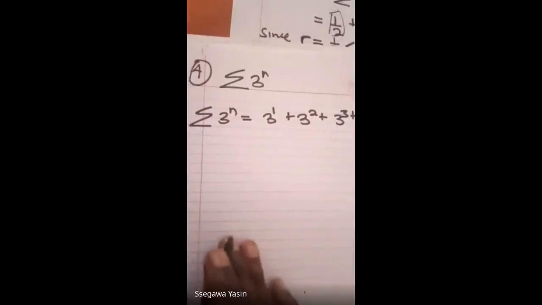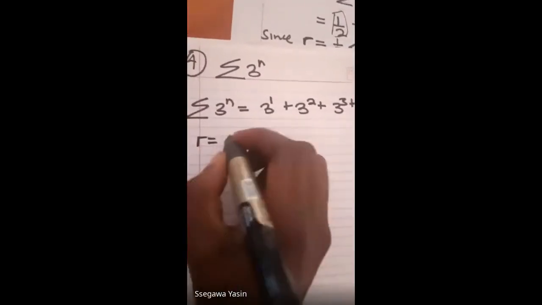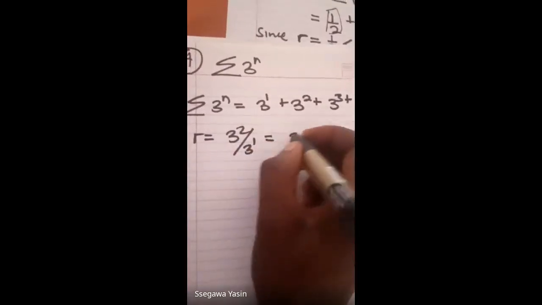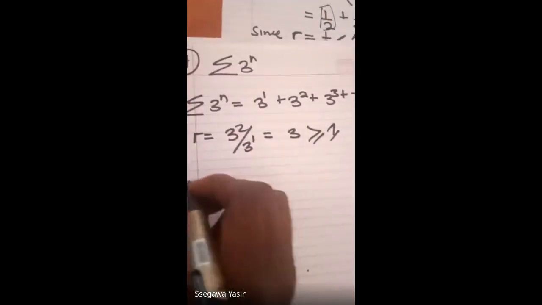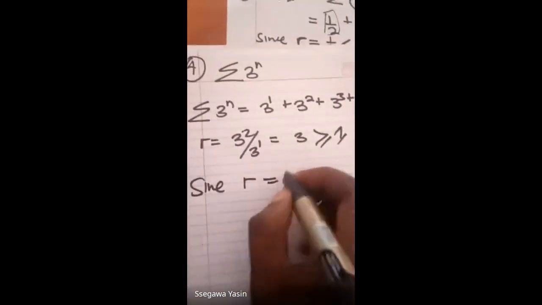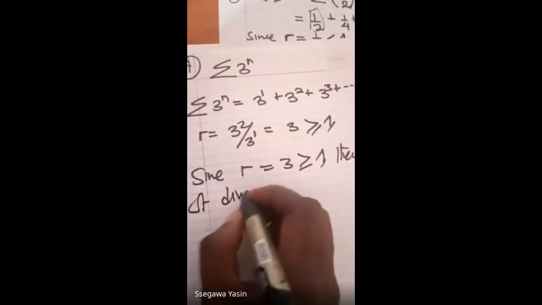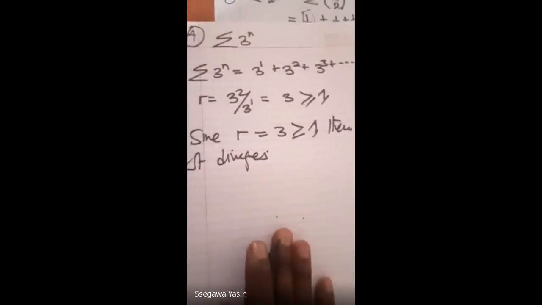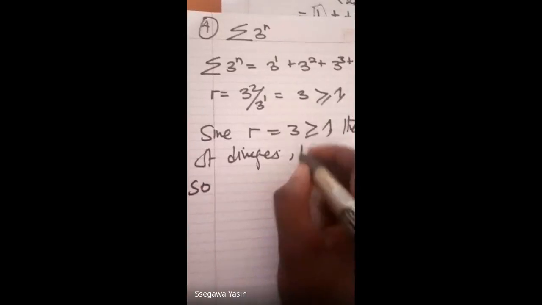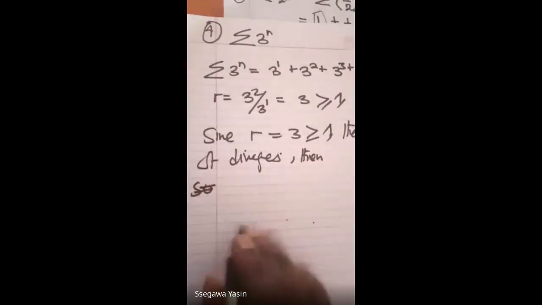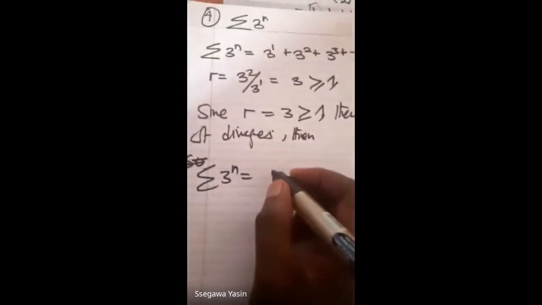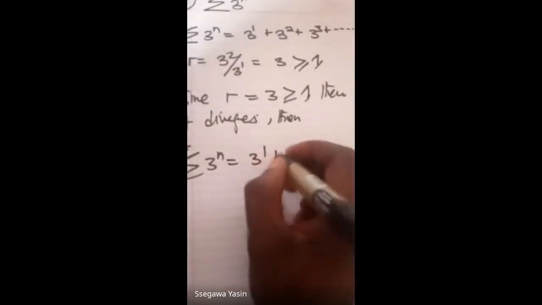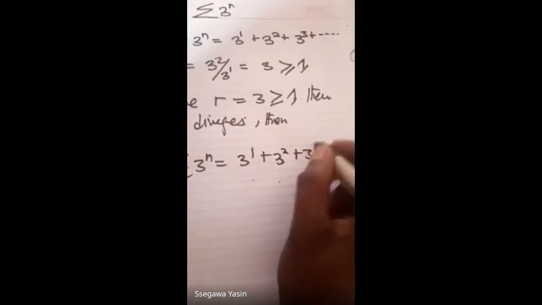Now, you see this one here, what is our r? r equals 3^2 over 3^1. This is the same as 3, and it is greater than or equal to 1. Since r is equal to 3, greater than or equal to 1, then it diverges. And diverges to what? Since we have said it diverges, and we are lucky that we know the formula, 3^2, 3^4.